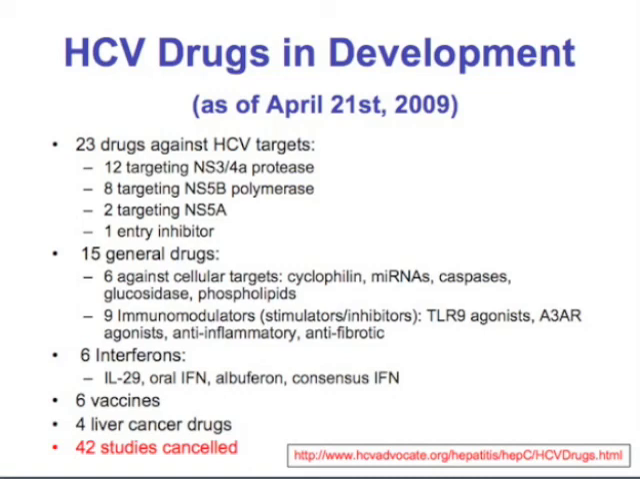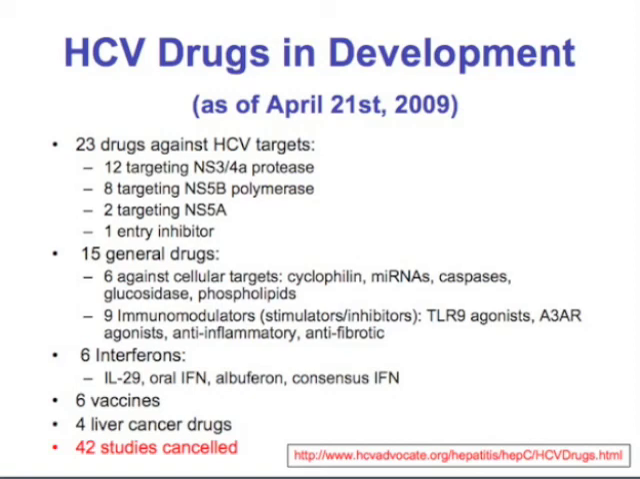There are some more general drugs that are against cellular targets. There's some that are blocking cyclophilins. There's miRNAs and some other proteins. There's immunomodulators, including stimulators and inhibitors of immune responses. There's TLR9 agonists, and then there's drugs going against the inflammation that Hep C causes and the inflammatory response to Hep C, as well as disease aspects. And then there's some interferons.